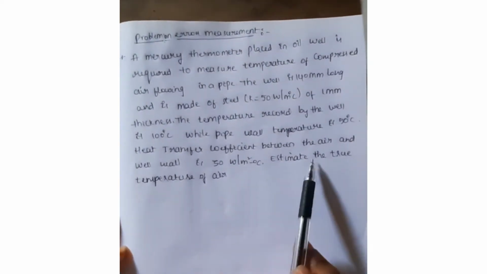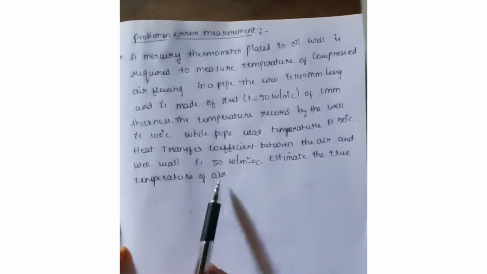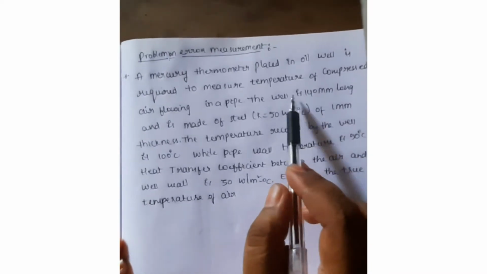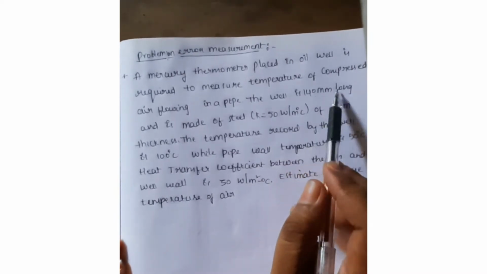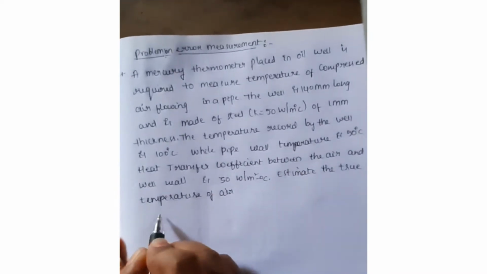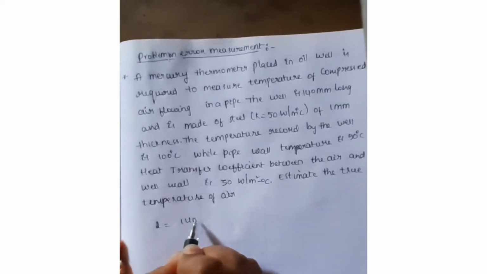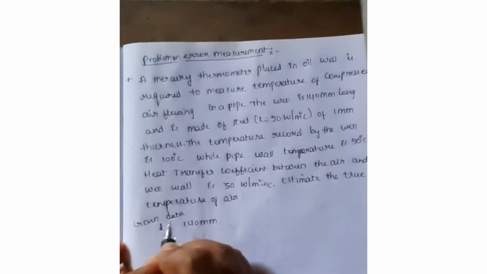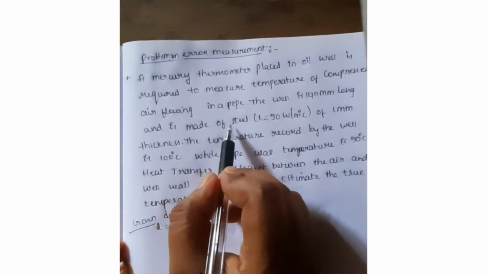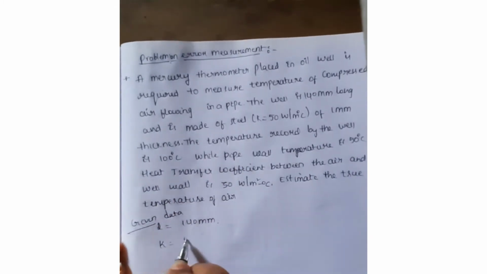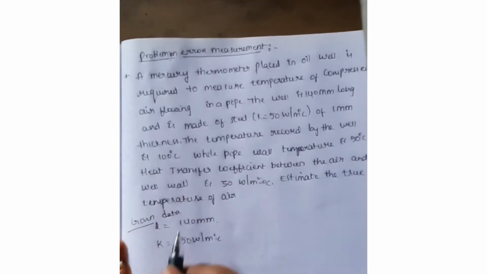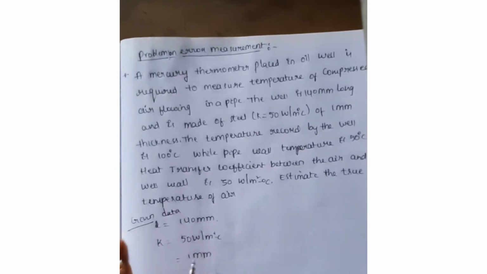Okay, we have to find out the true temperature of the air, that means the fluid temperature. First of all, we have to write down the given data. What is given in the problem? 140 mm long, so length L equal to 140 mm. Next one, thermal conductivity of the steel K, and 1 mm of thickness. Thickness is denoted by delta.